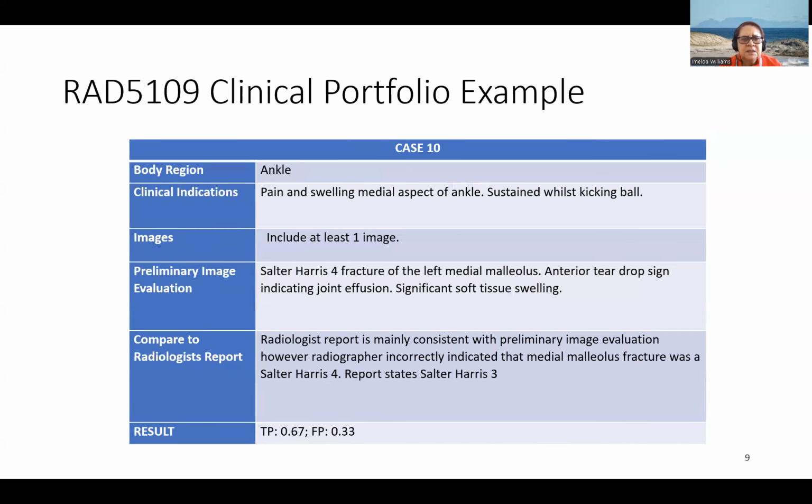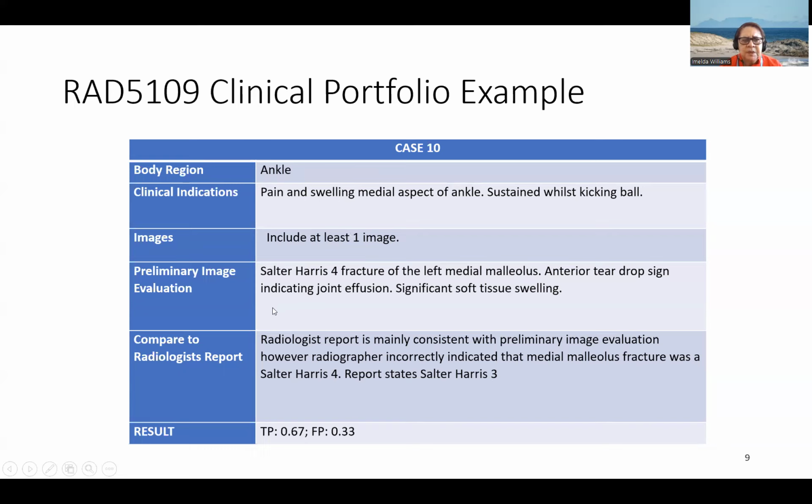Here's an example of how you can write this up. And I would really encourage you to use this example. So please remember to number your cases from 1 to 25 consecutively, and then identify the body region. But I would advise you, if you have, for example, an ankle and a foot on the same patient, write it up as separate cases, because it becomes very tricky when you have to work out your results. So that's the clinical indications, and then the images that need to be included.